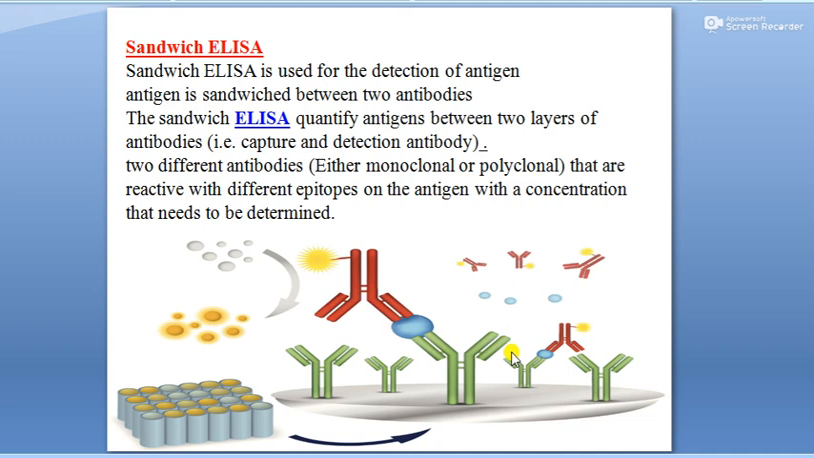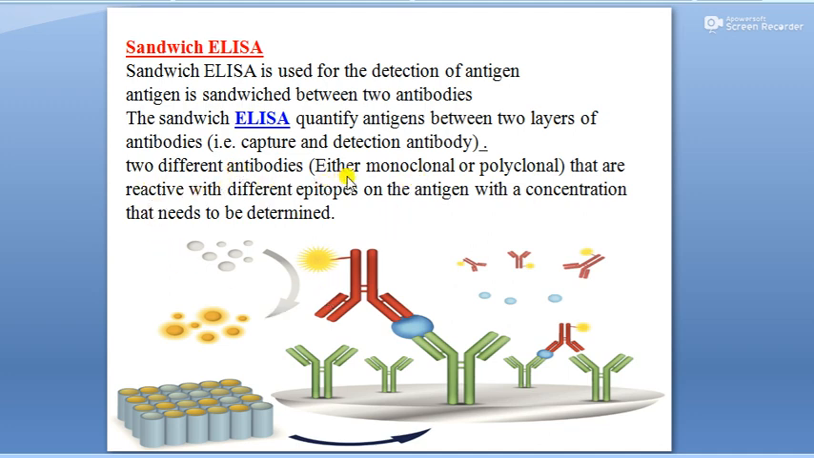Here antigen is determined by this process. Those specific antigens are sandwiched between two antibodies. That is why this process is called sandwich ELISA. The sandwich ELISA quantifies the antigens between two layers of antibody, that means capture and detection antibody. Two types of antibodies are here, one is capture, another is detection antibody.